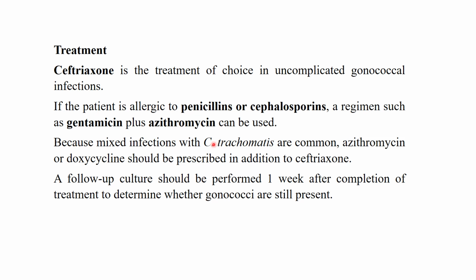Because mixed infection with Chlamydia trachomatis are common, azithromycin or doxycycline should be prescribed in addition to ceftriaxone. So sometimes gonorrhea can be accompanied by Chlamydia trachomatis infection, therefore we can also use azithromycin in addition to ceftriaxone. A follow-up culture should be performed 1 week after completion of the treatment to determine whether gonococci are still present.